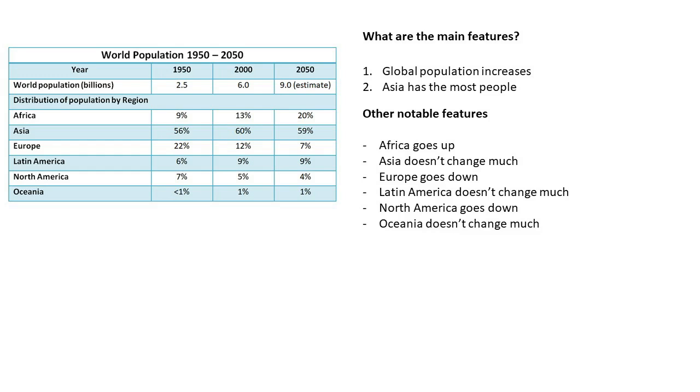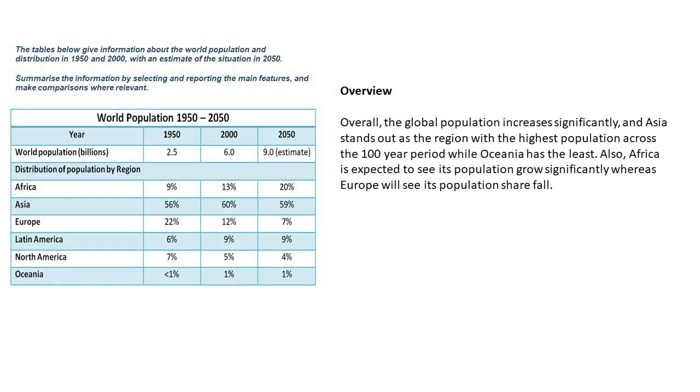First thing I noticed was the world population grows significantly. 2.5, 6, then 9, alright? That's the obvious thing. So, first, overall, the global population increases significantly, and that's the first point.